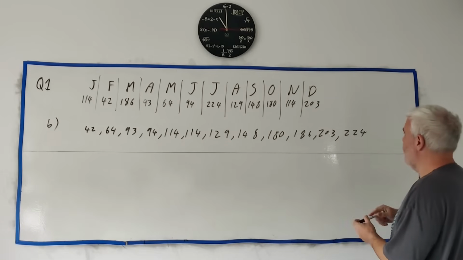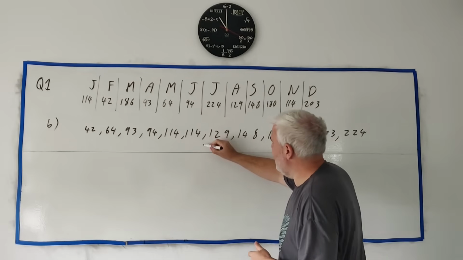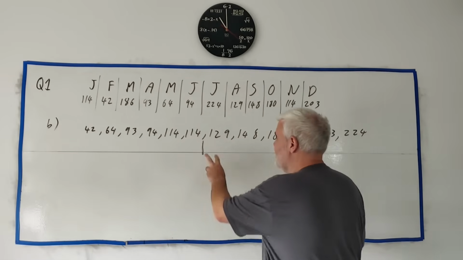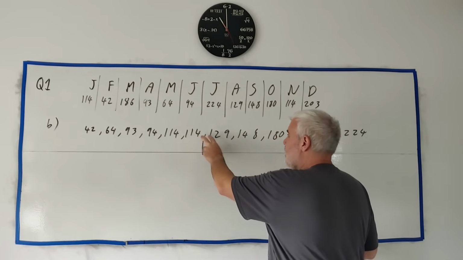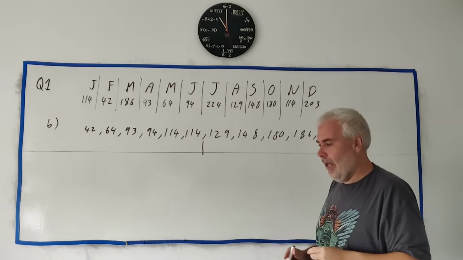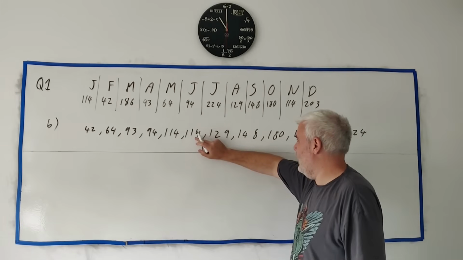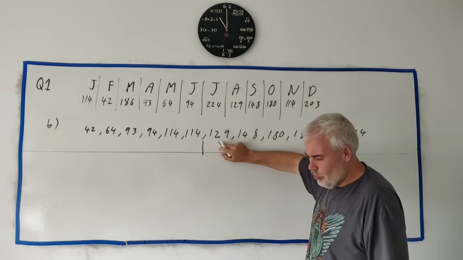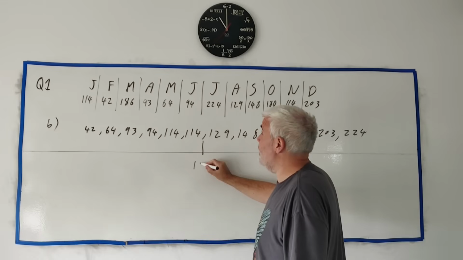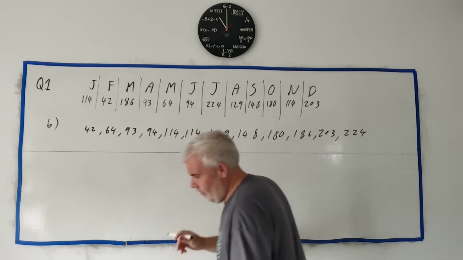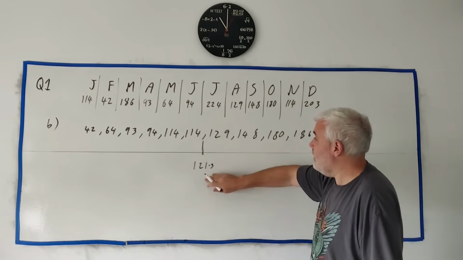So we have 12 numbers, so that's 1, 2, 3, 4, 5, 6. The middle is 6 to the right, 6 to the left. This is the middle number here. It's between 114 and 129. We need to get the mean of these two numbers. We'd add these up and get 243, divided by 2 is 121.5. Okay, so this would be the median.